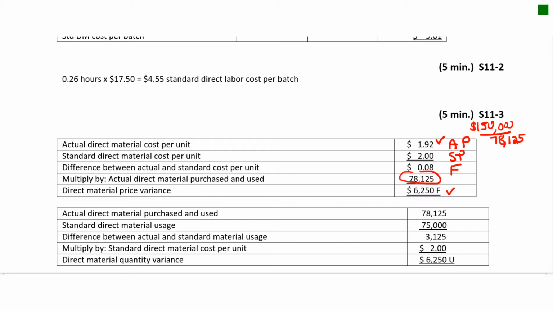Now regarding the usage, you compare what you used, which in this case is exactly what you purchased. But remember, it said that they had produced 3,125. You're going to have to multiply that number by that 24. That's what would give you the 75,000. And remember, you want the actual used to be less. It's not. So the difference is 3,125. That's going to be unfavorable. Multiply that by the standard price of $2. You'd get a 6,250 unfavorable quantity variance.